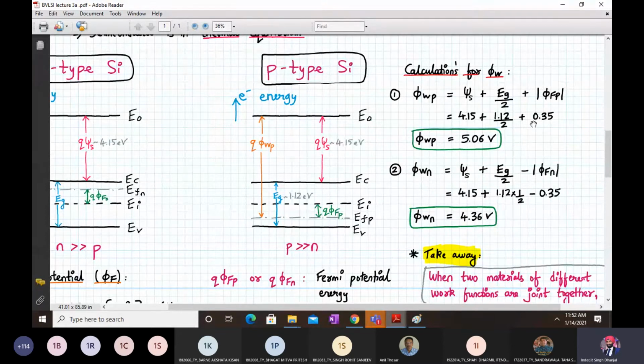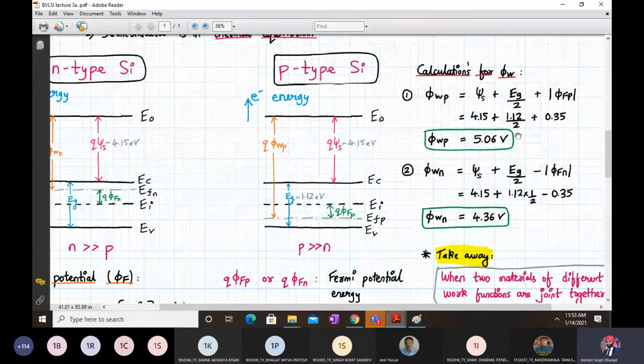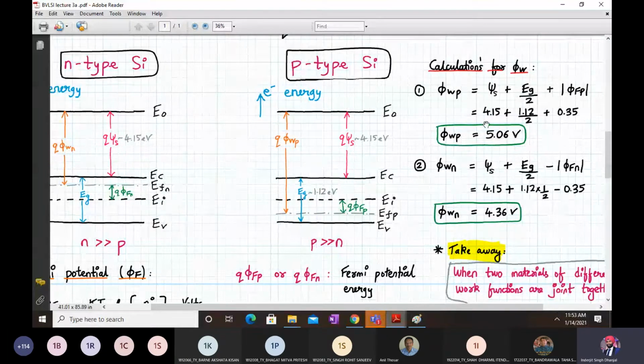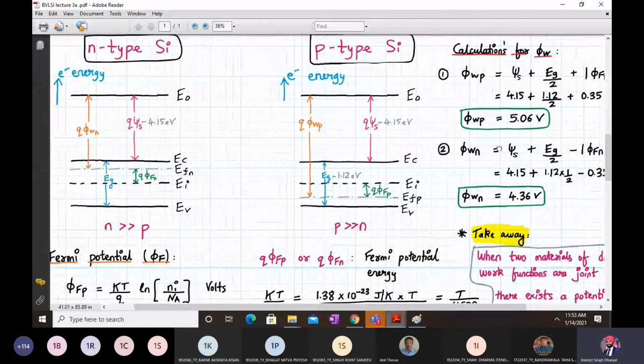Just now we calculated phi Fp, right? And Eg is 1.12 electron volt, but here we are only calculating the potential, that's why we write 1.12 volt. So 4.15 plus 1.12, the band gap we already know, plus 0.35 which we just calculated. So what is the work function potential? Is it coming out to be 5.06? Yes, it is 5.06.